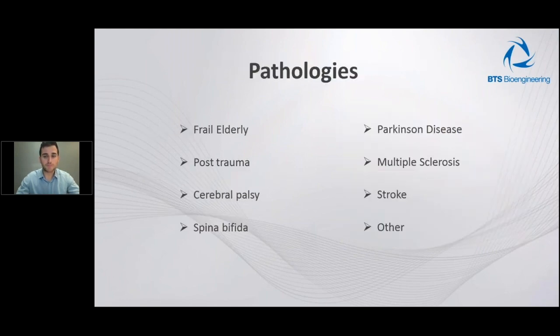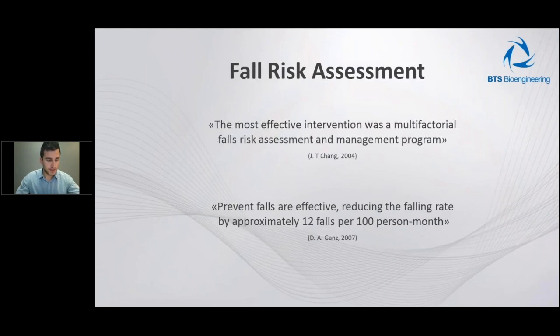Falls are a common problem for different kinds of pathologies, such as for frail elderly, for people affected by cerebral palsy, post-trauma, people suffering Parkinson's disease, multiple sclerosis, or stroke, or other pathologies. In all these pathologies, it's very important to perform a multifactorial falling risk evaluation. But why? Because the most effective intervention to prevent falls is a multifactorial falling risk assessment.